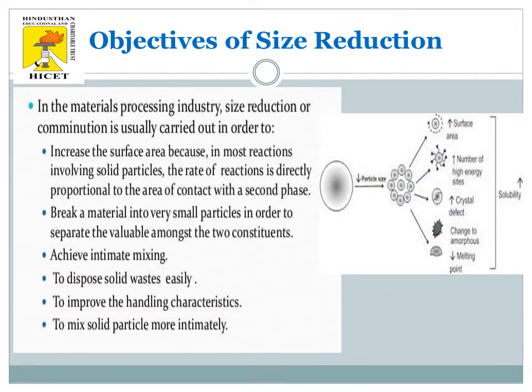The second main objective is breaking a material into small particles in order to separate the valuables among the two constituents. For example, separation of gold minerals from the ore minerals. So this is the best example for size reduction.